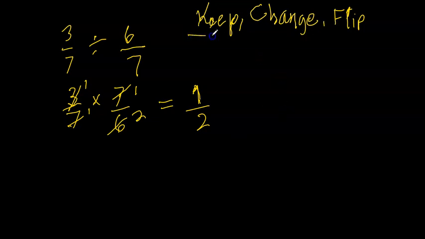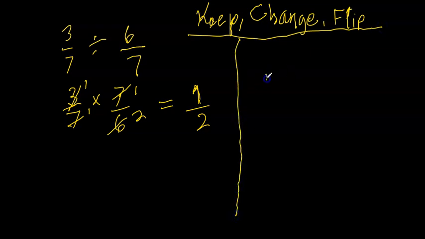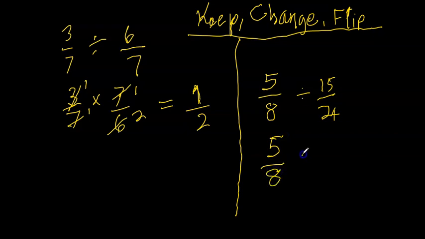All right, let's do another example. So I'll do a second example here. Let's say we have 5 over 8 divided by 15 over 24. By using keep, change, flip, same thing. You keep the first fraction, 5 over 8. You change the operator to multiplication. As soon as you do that, you flip this second fraction. So it becomes 24 over 15.